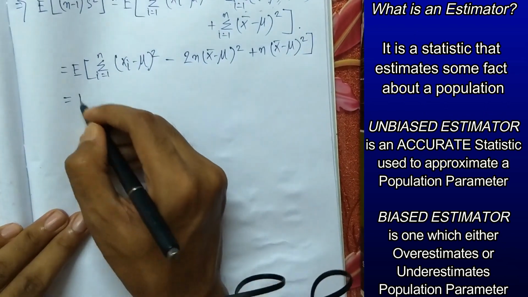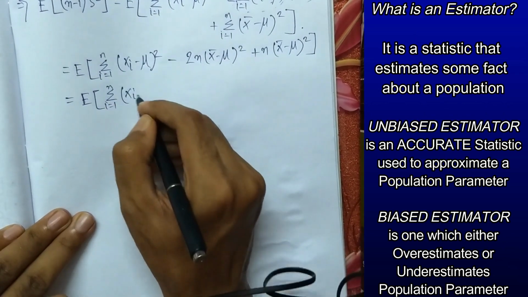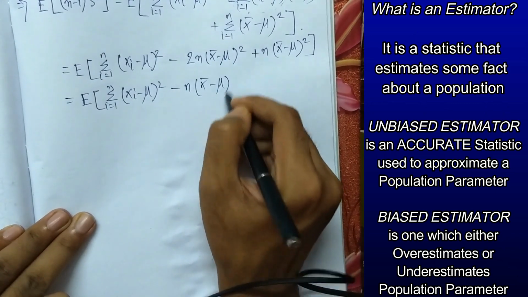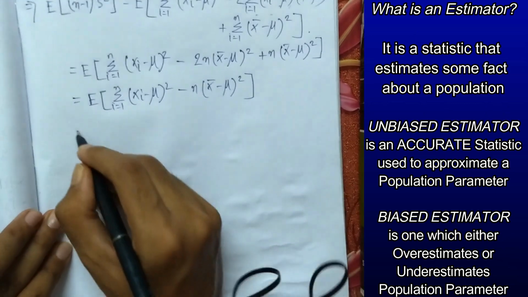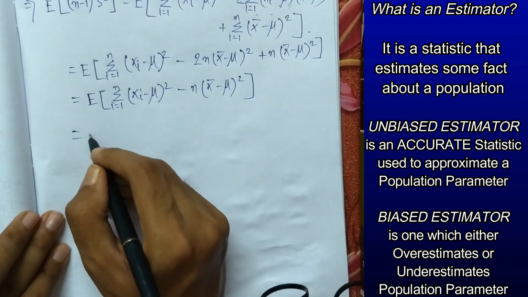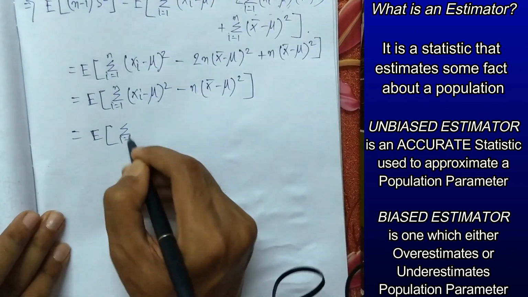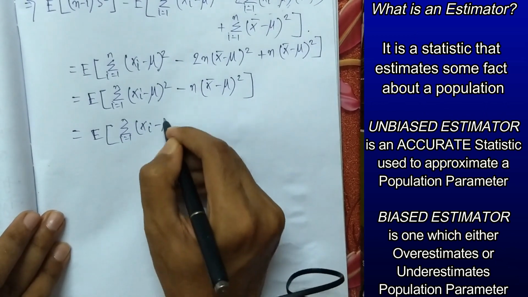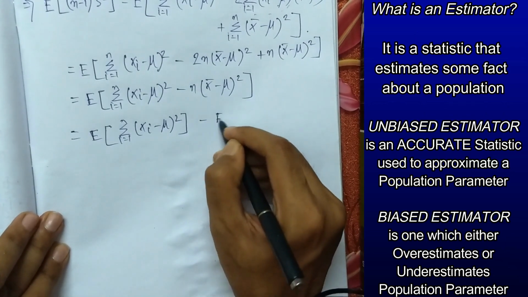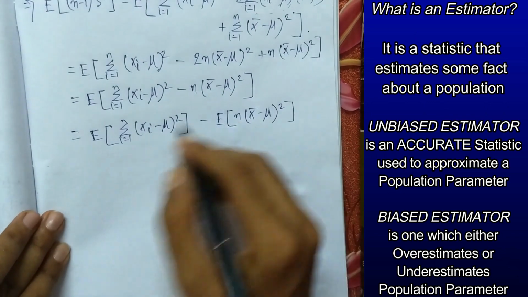Now what does this give us? We are left with summation i equals 1 to n of (xi minus mu) whole square, minus n (x bar minus mu) whole square. Fine. Now we would just separate these expectations. So in here we would have expectation of summation i equals 1 to n (xi minus mu) whole square, minus expectation of n (x bar minus mu) whole square.